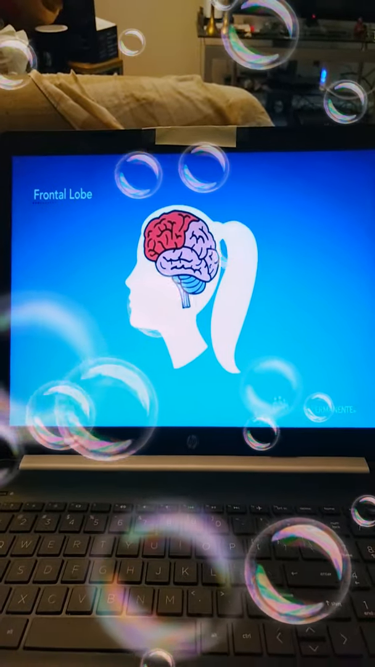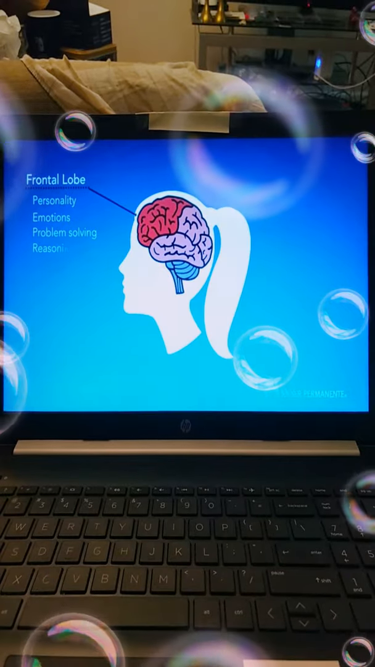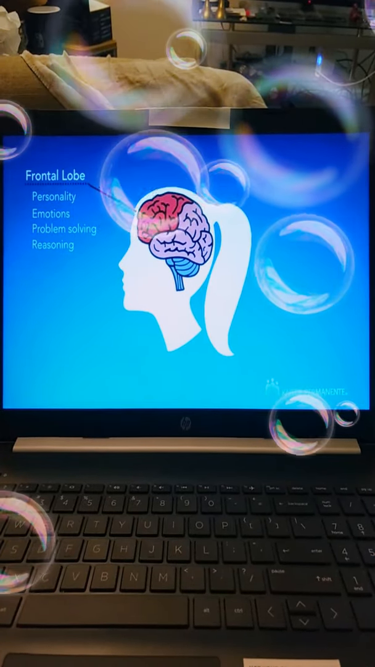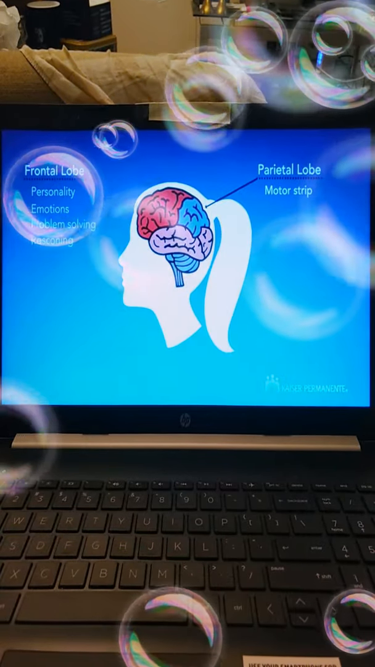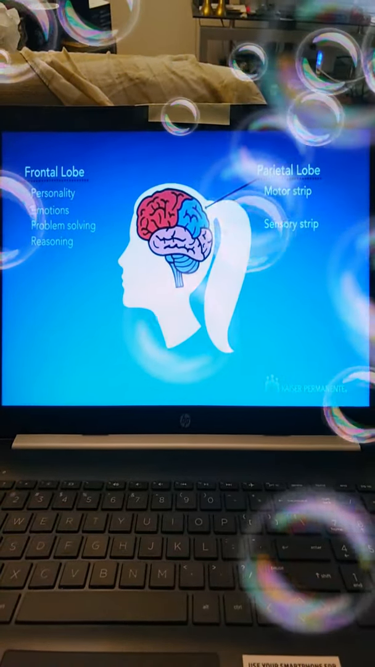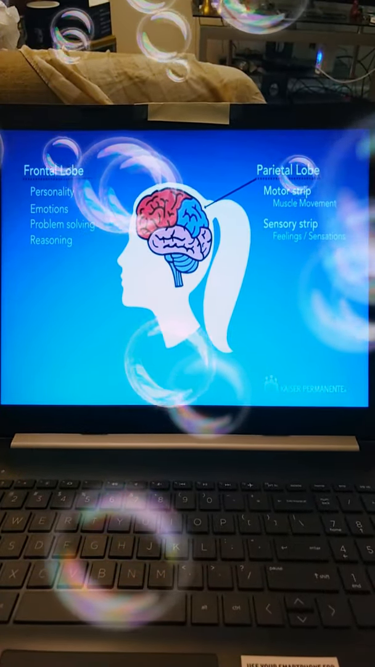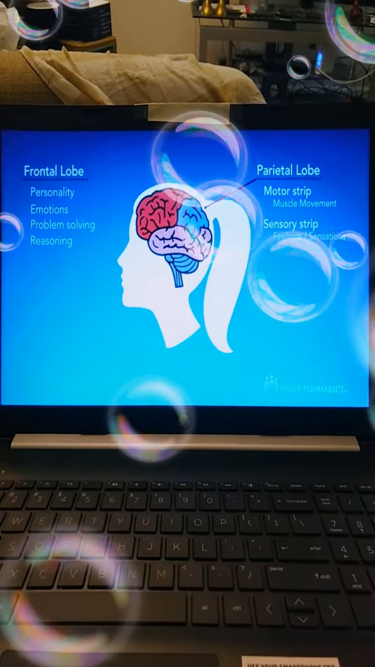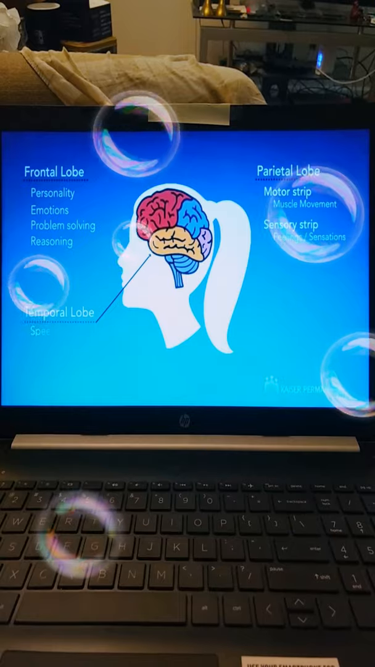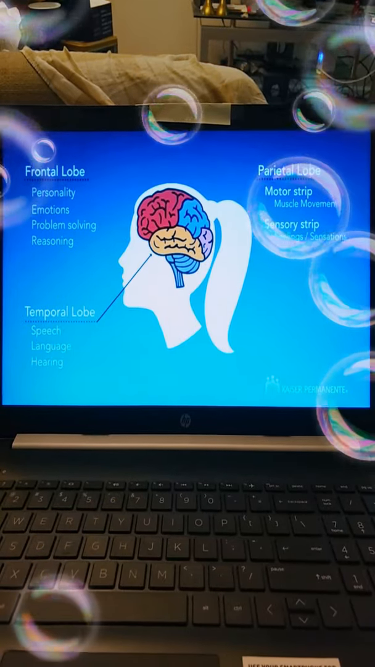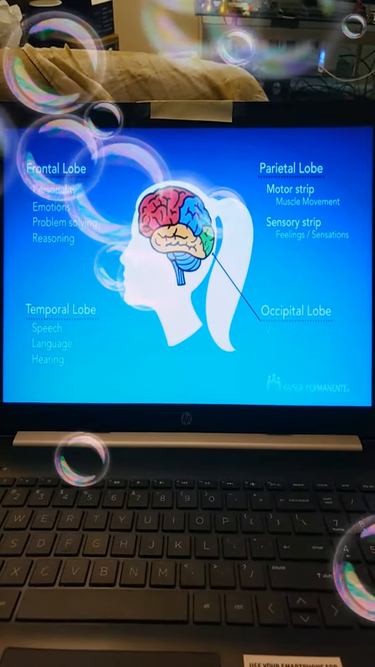The frontal lobe is responsible for personality, emotions, problem solving, and reasoning. It's the good citizenship and judgment part of the brain. The parietal lobe has both a motor and sensory strip. The motor strip is responsible for muscle movements, and the sensory strip is responsible for feeling or sensation. The temporal lobe is on the temple side and is responsible for speech, language, and hearing. The occipital lobe is at the back of the brain and is responsible for vision.